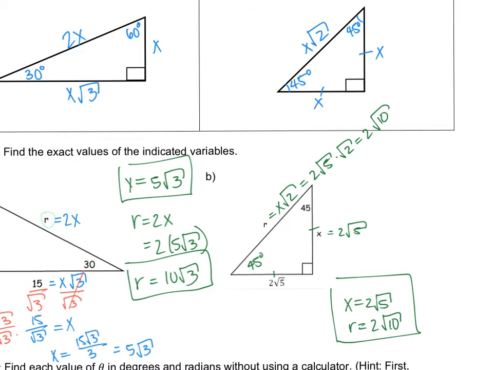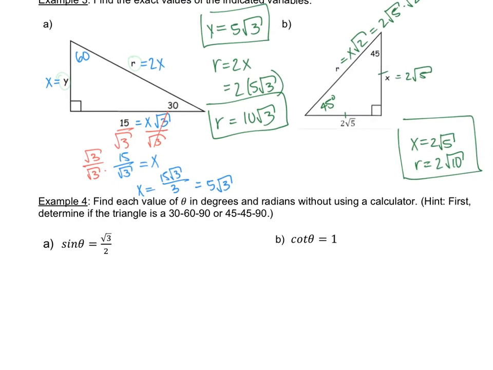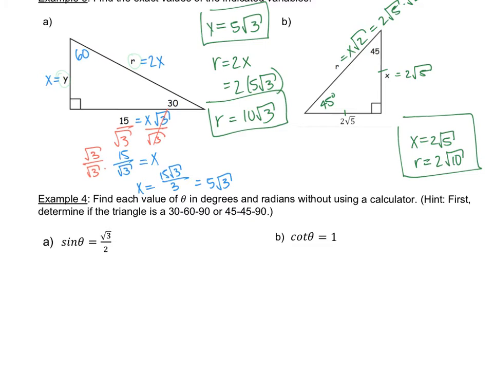All right, and for the next problem here in example 4, we're going to be finding the angle in degrees and radians without a calculator. And they give us a hint. They say, first, determine if the triangle is 30-60-90 or 45-45-90. And I think this is just helping us narrow down what type of triangle it is so we can easily find the angle if we can't use our calculators here.